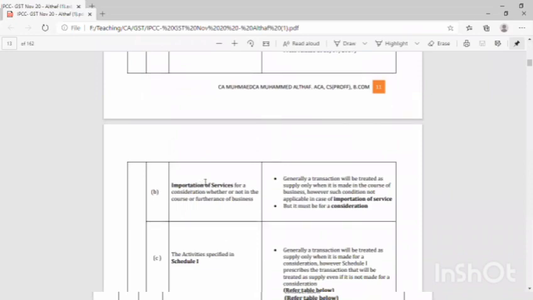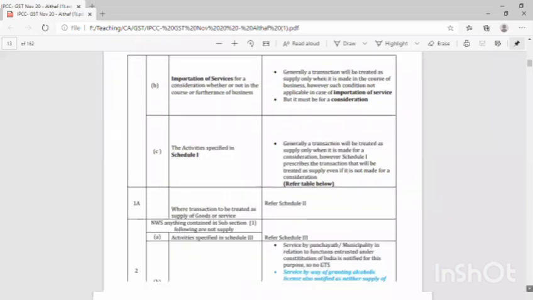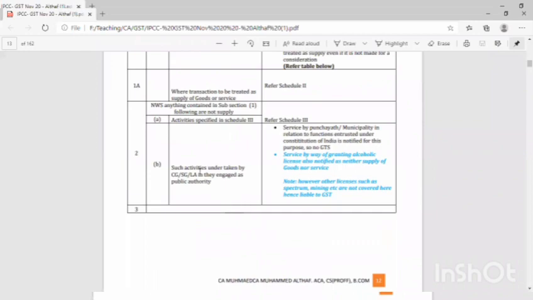That means import of service will be treated as supply, even when it is not in the course of business. And clause C talks about Schedule 1. Schedule 1 contains transactions which are treated as supply even without consideration. Now, in subsection 2, there are small amendments done.